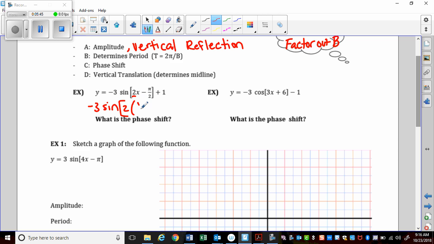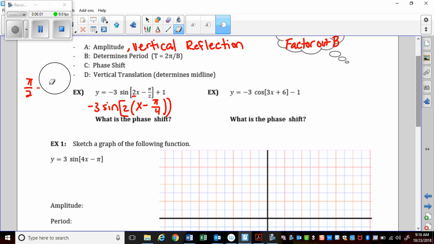What's left is x minus pi over 2 divided by 2, which is pi over 4. If that's hard for you, then plug it in your calculator so you can see that. But pi over 2 divided by 2 is the same thing as pi over 2 times 1/2. And remember, with fractions we just multiply straight across. 1 times pi is pi, 2 times 2 is 4.